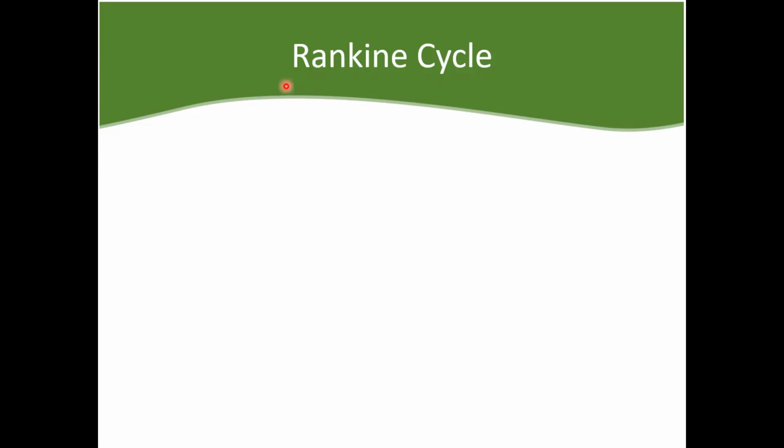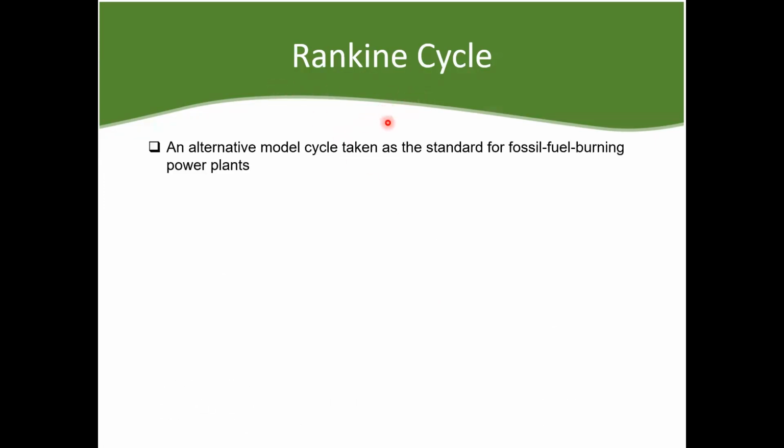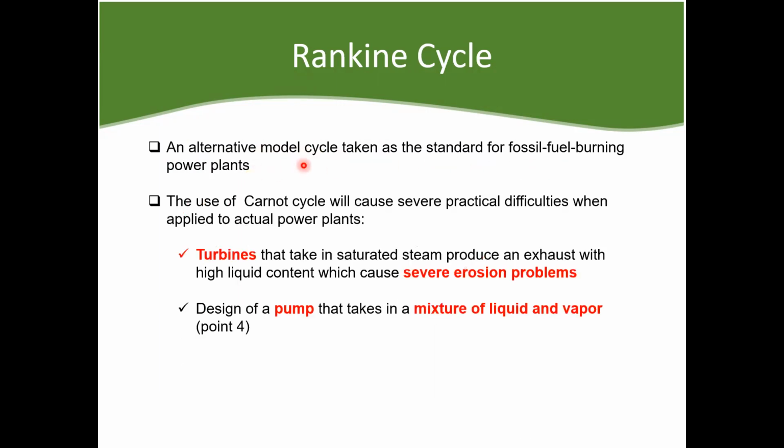Now we move on to the Rankine cycle. It's an alternative cycle that's taken as a standard for fossil fuel burning power plants because the Carnot cycle will cause severe practical difficulties when applied to actual power plants. Why? Turbines that take in saturated steam produce an exhaust with high liquid content, causing severe erosion problems.